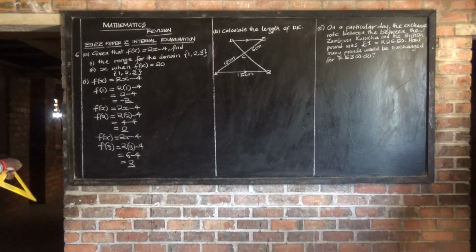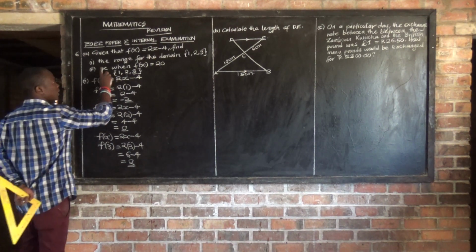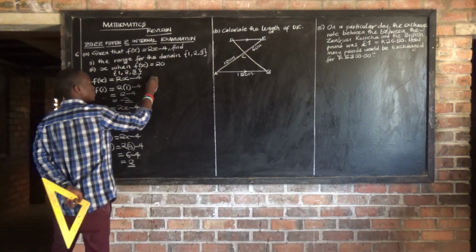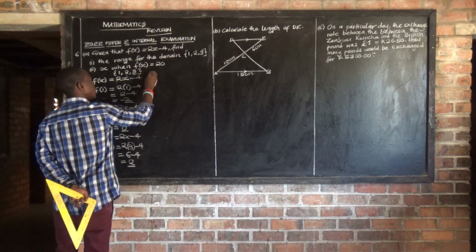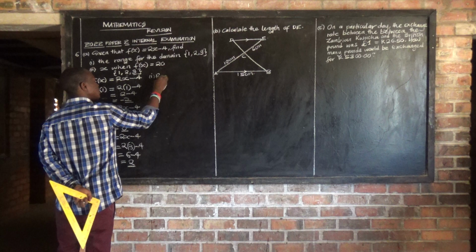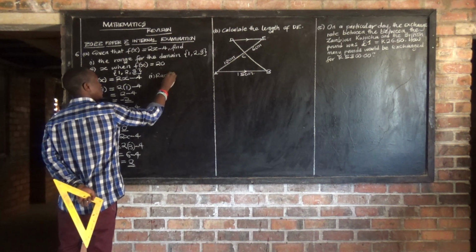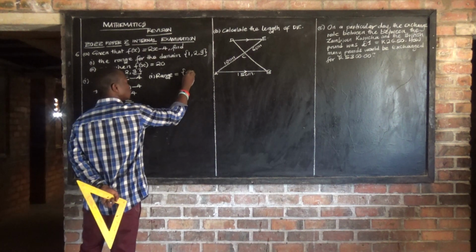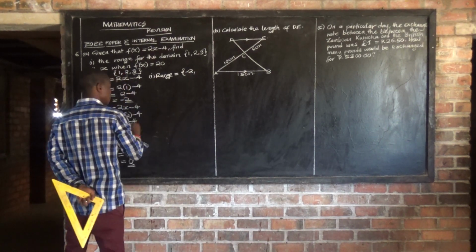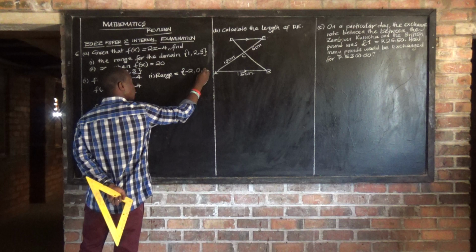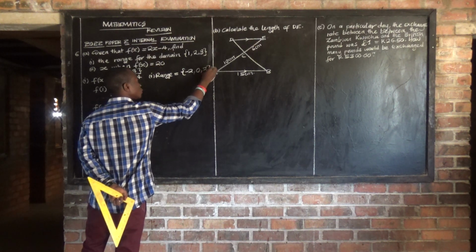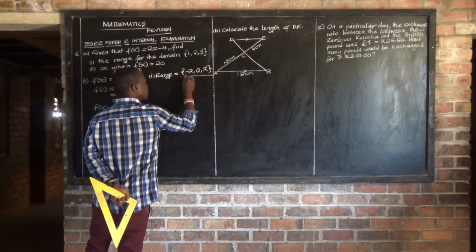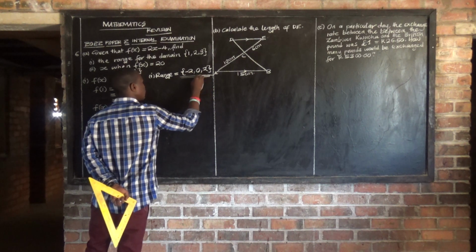So you can now say the answer, the range. So the range you can now say, it is Roman numeral 1. Range for this domain is equal to negative 2, 0, and positive 2. This is our answer. As simple as that.